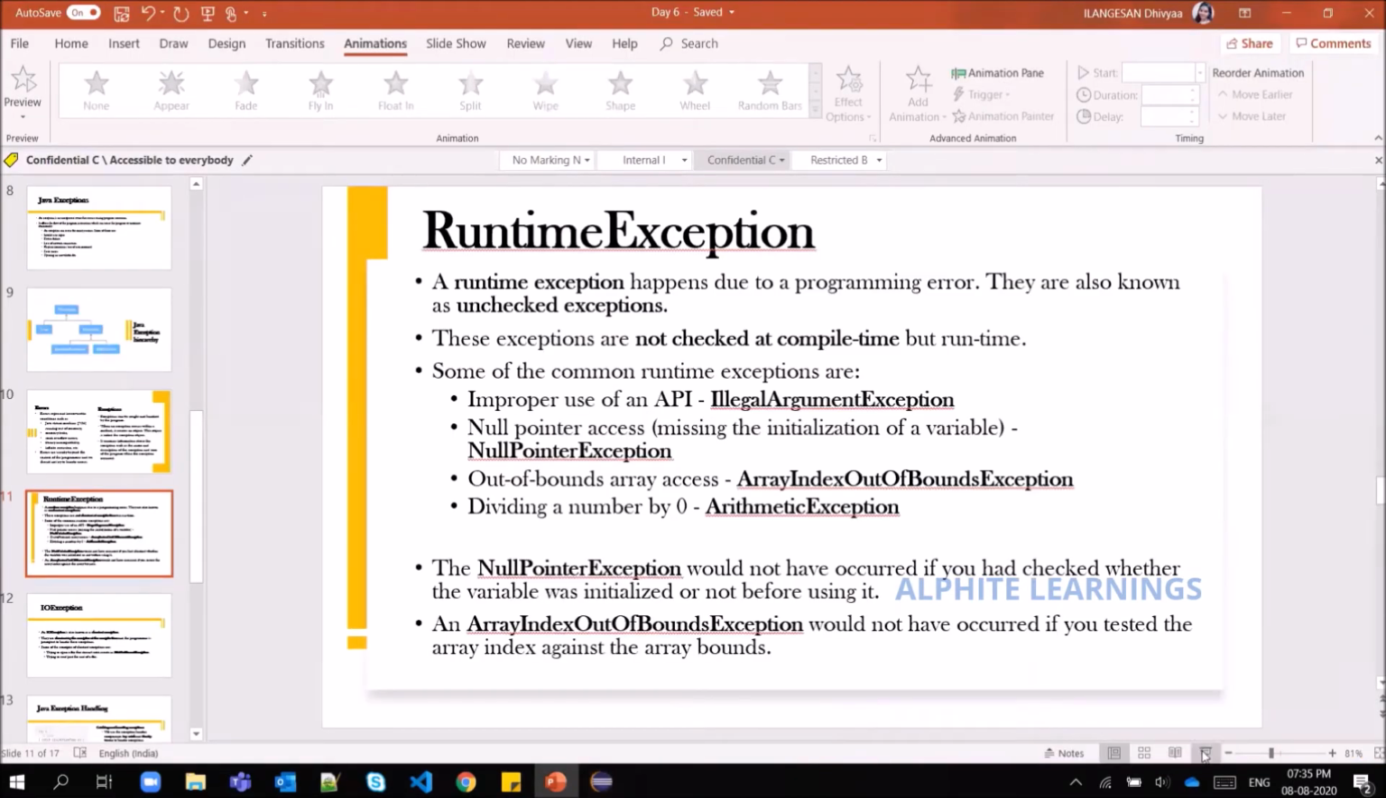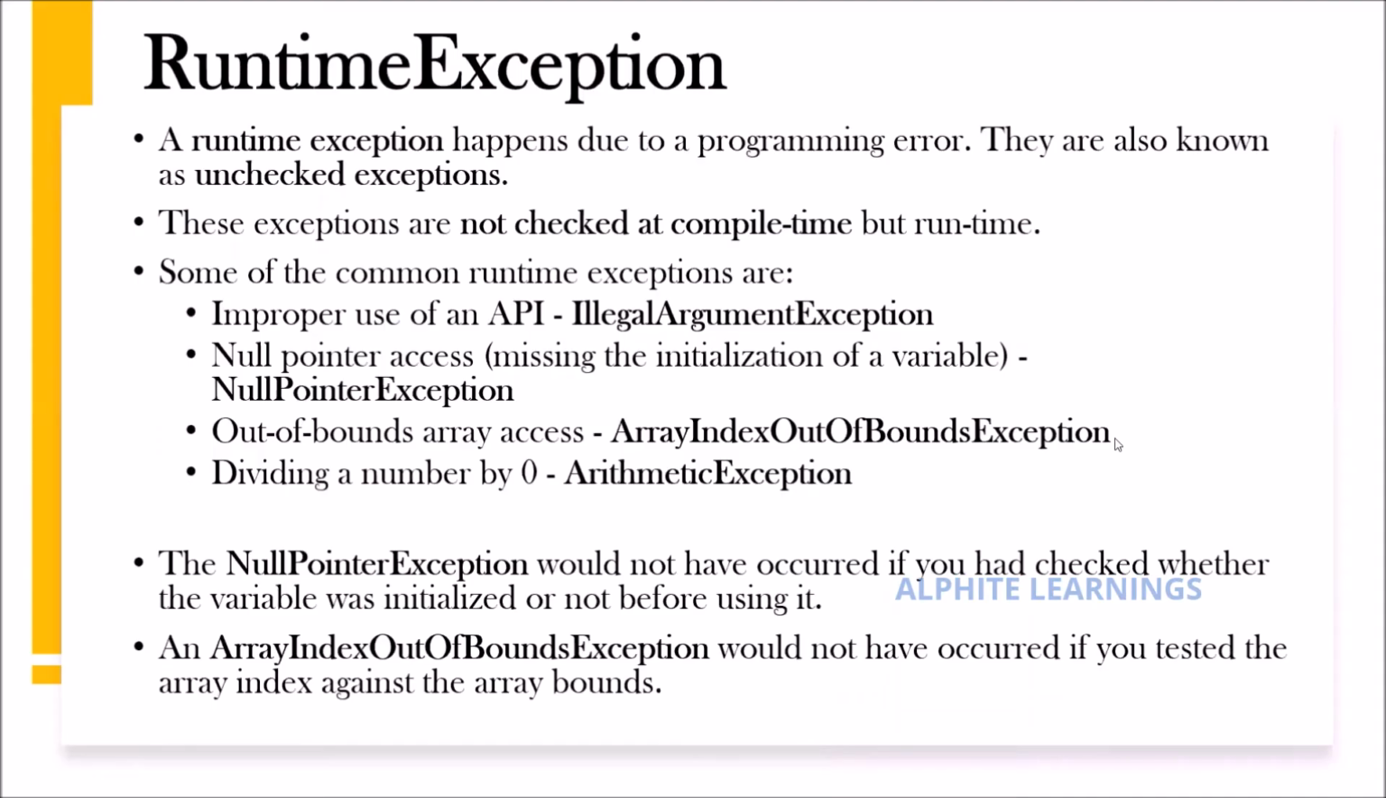Next will be the runtime exception. Again, I don't want to go inside what is runtime and compile time. A runtime exception usually happens due to a programming error, so it is also called an unchecked exception. Sometimes, as I have told you, without checking the length of an array, we try to access some value that is out of bound of the array, and then we will get an array index out of bound exception.